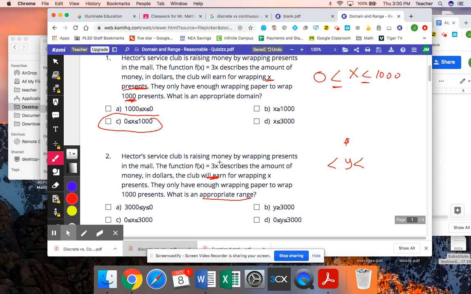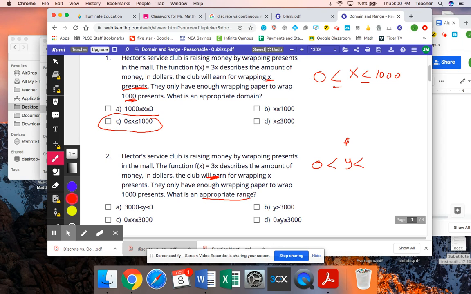All right, now you get 3 times x, x being the number of presents being wrapped. So what's the smallest amount of money you can earn? The appropriate range, what's the smallest amount? Well, what if you did 0? You can't do negative presents. What if you did 0 presents? Wouldn't your income be 0? Excellent. Now, what's the highest you can actually make?